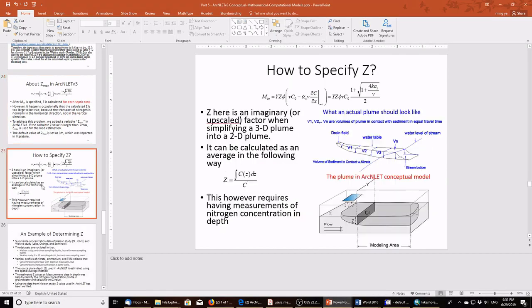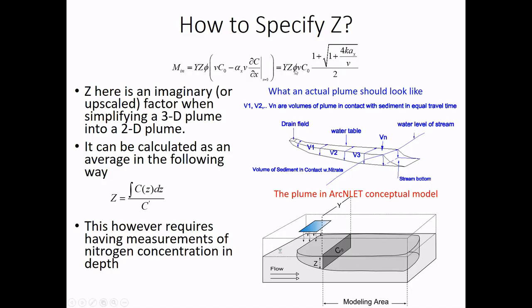So this is another tricky part. What is the z value? You give a z, and you calculate the mass correspondingly. So z here is actually an imaginary factor, used when you simplify a 3D plume into a 2D plume, or you extend a 2D plume in depth to a 3D plume in order to get a mass.